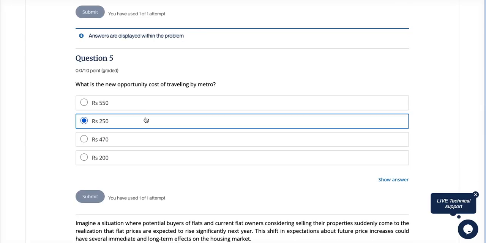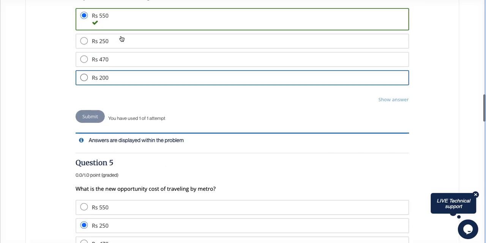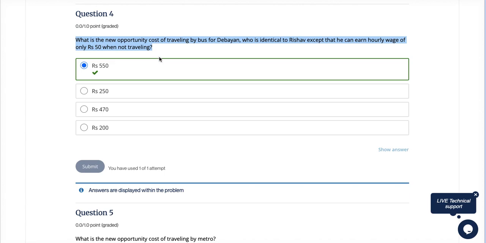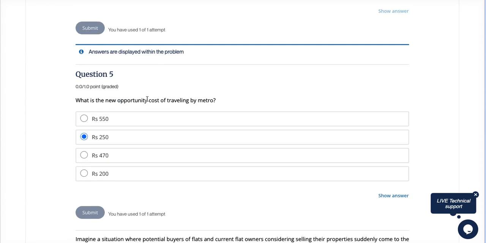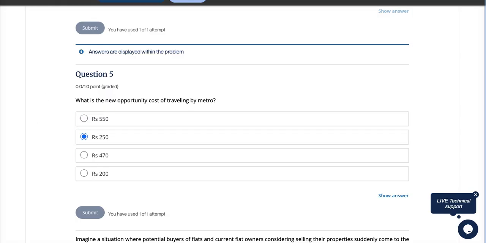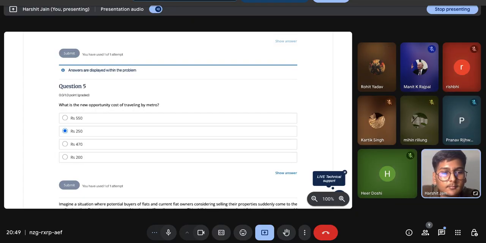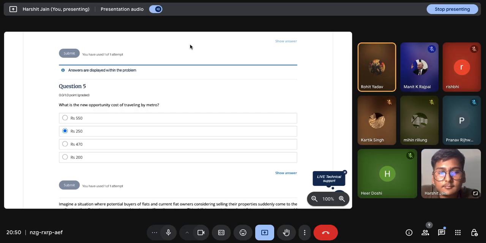What is the new opportunity cost of traveling by metro? It is for that person who is earning only 50 rupees. Should I show the case, or do you remember it? 470, it would remain the same. Okay, we will wait for one moment. The cost is the same by bus.